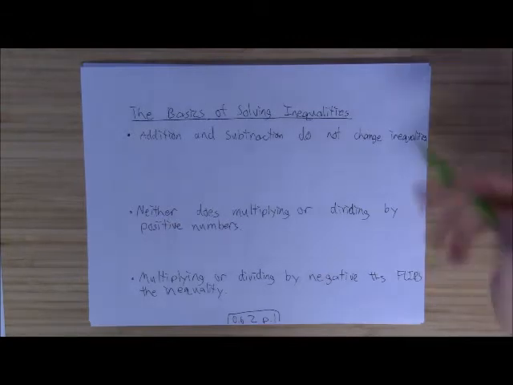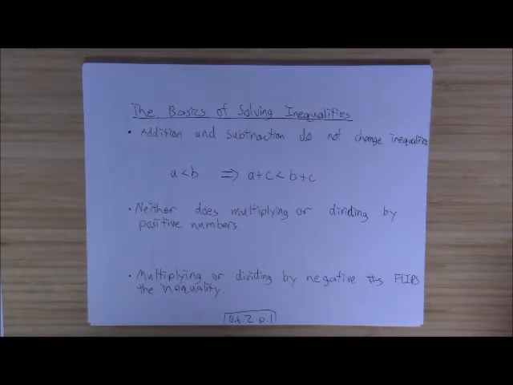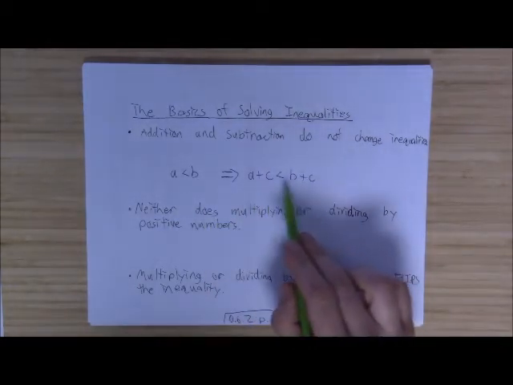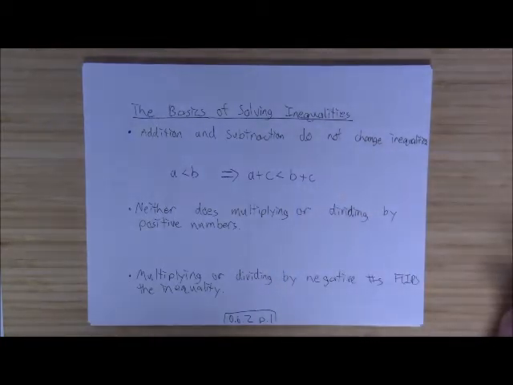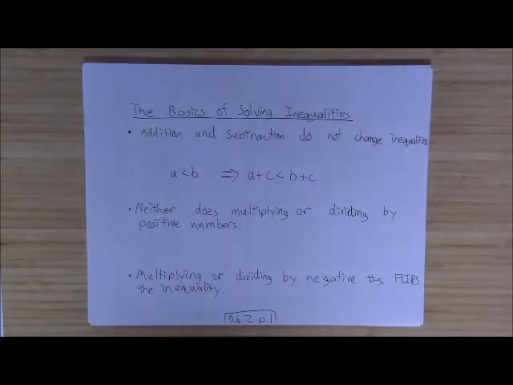So, for example, if A is less than B, then that automatically tells us that A plus C is less than B plus C, no matter what A, B, and C are in this case. We just need A to be less than B.